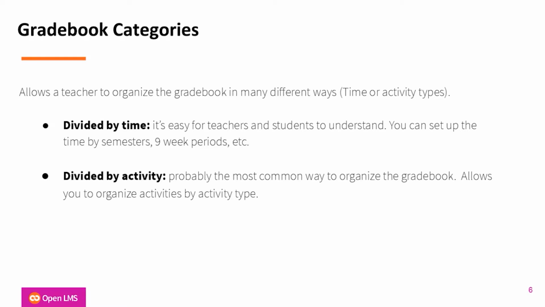With that one, you could say, okay, maybe I'm going to have assignments, quizzes, and everything in each 9-week period. Or you could say, I want to do it by activity, which I feel is a little bit more common way that I've seen organizations use it, where they say, let's say homework is worth 30%, quizzes are worth 30%, and the exams are worth 40%, something like that.